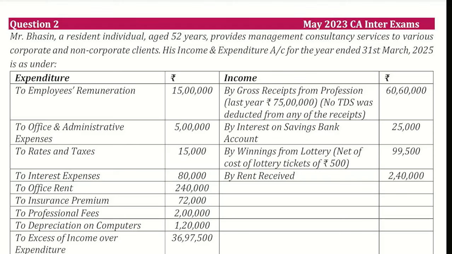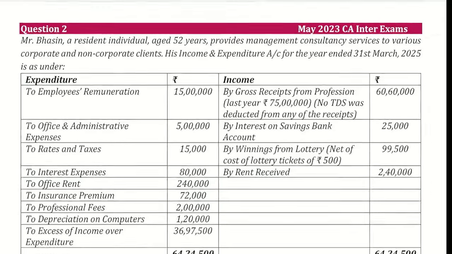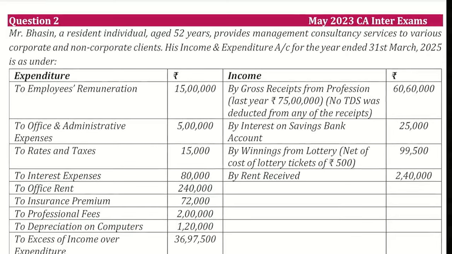Look at this. Let us see from which sources he is getting his income. So Mr. Basim is a resident individual, age 52 years. He's not a senior citizen. He provides management consultancy services to various corporate and non-corporate clients. So he's into profession. His income and expenditure account for this year is given as handout.